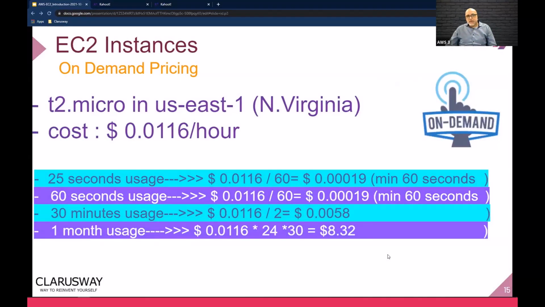So here's just an example. This T2 micro. That's the type of instance. So this is the type T2, and this is the size micro. And we'll talk about that when we get to the purchase view. But this shows you an example of how you compute it. And for 1 month, you're paying $8.32 for this T2 micro.